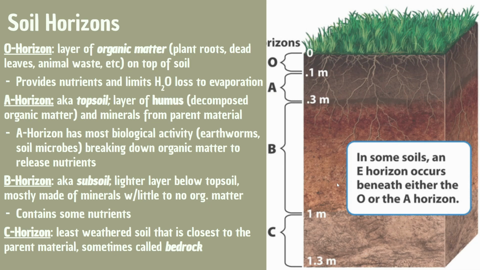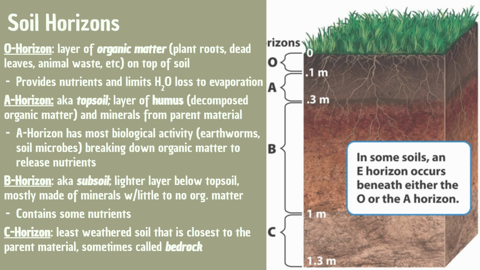Soil horizons are sometimes called soil profiles. We are looking at a cross-section here of soil. We will go through the different layers and talk about each of their important characteristics. The first one is the O horizon. This is a shallow layer of primarily organic material that rests on top of the soil. This is going to be mostly things like plants, roots, dead leaves, and animal waste.